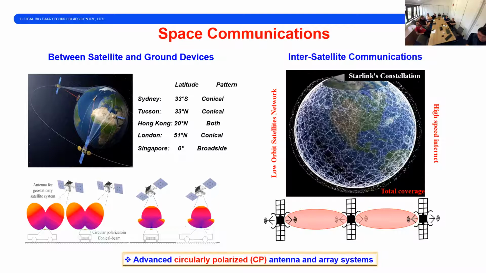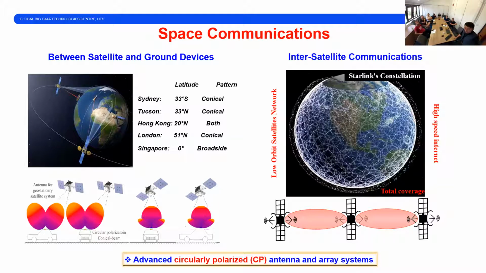So for some applications, we may use the conical beam. If we put it on top of a car, if the car rotates, with the conical beam like this, the beam can always point to the satellite. So this is the geostationary.